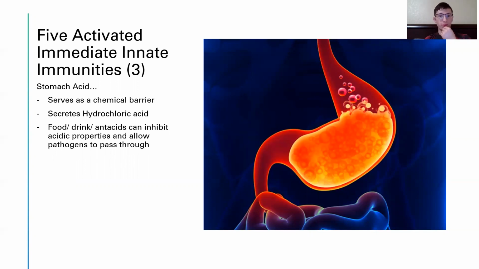Okay, so for an example of a chemical barrier, the third immediate innate immunity that I'm going to talk about is the stomach. The stomach actually plays a really important immunological role when it comes to providing protection against pathogens. So chemical barriers such as the stomach play an important role in the immune system. The best example of a chemical barrier in the immediate innate immune system is stomach acid.